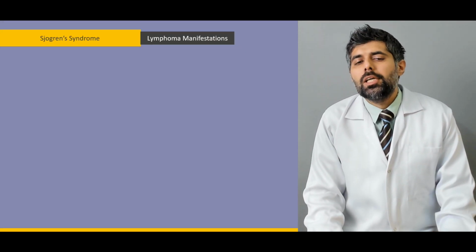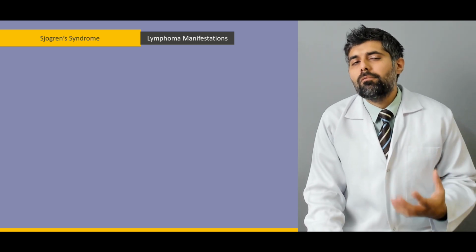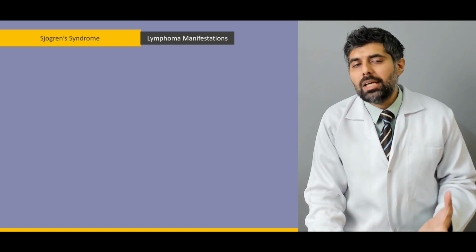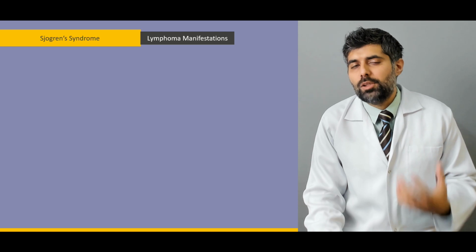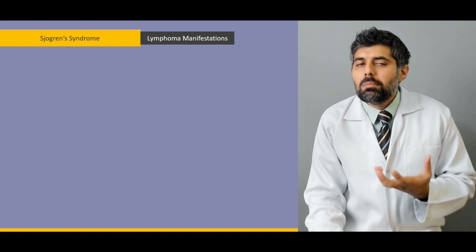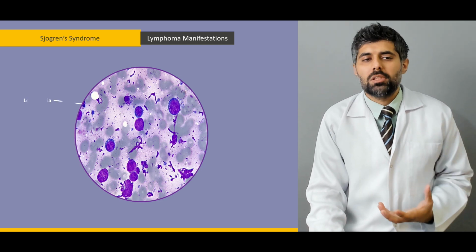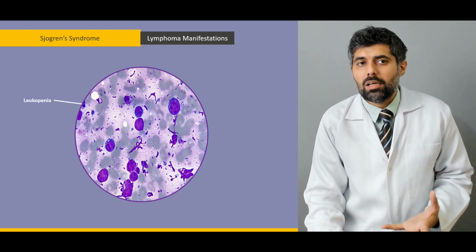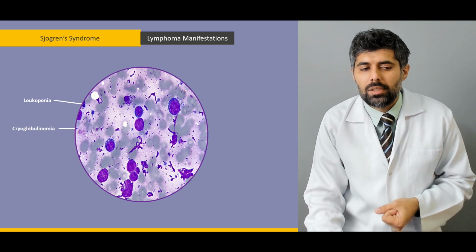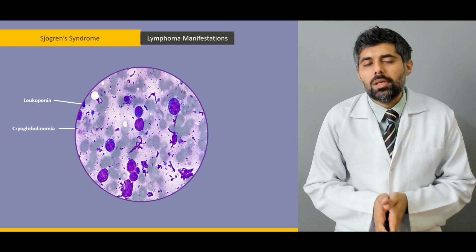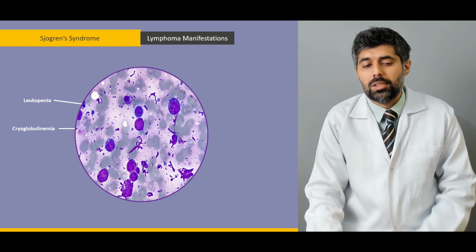Next, we're going to study lymphoma manifestations. The formation of lymphoma is one of the more complicated and morbid manifestations of Sjogren syndrome. But its manifestation usually results in a few signs and symptoms such as leukopenia, that is, a low white blood cell count in the blood. There's cryoglobulinemia, that is, cryoglobulins start to increase in number in the blood.